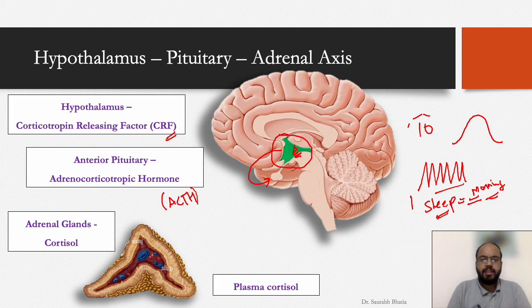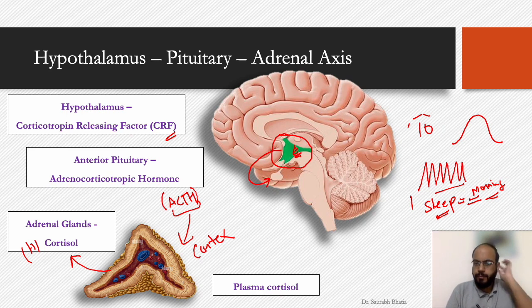Now, what this ACTH would do, ACTH will act on the adrenal gland, the cortex of the adrenal gland. Now, this cortex of the adrenal gland is going to secrete cortisol. Cortisol or cortisone, these are endogenous steroids. Majorly hydrocortisone. These are endogenous steroids.